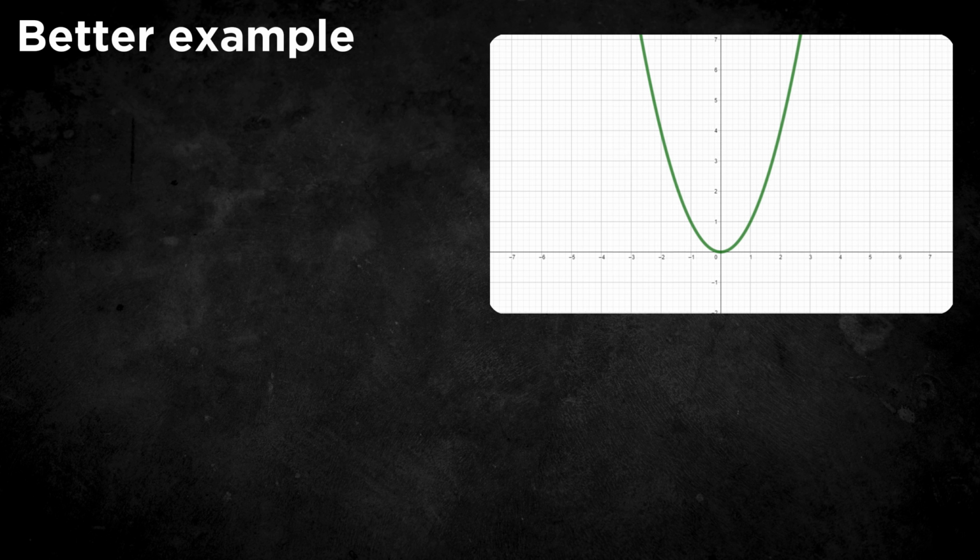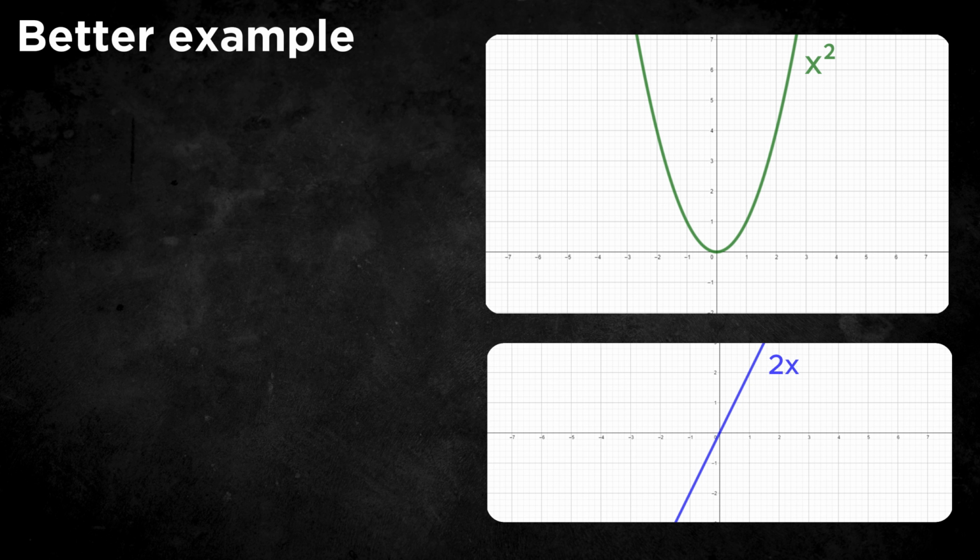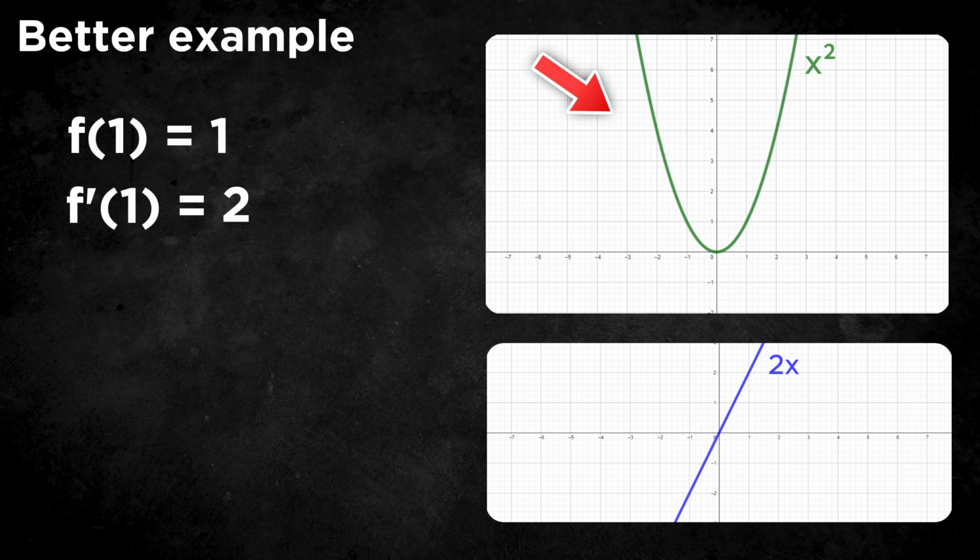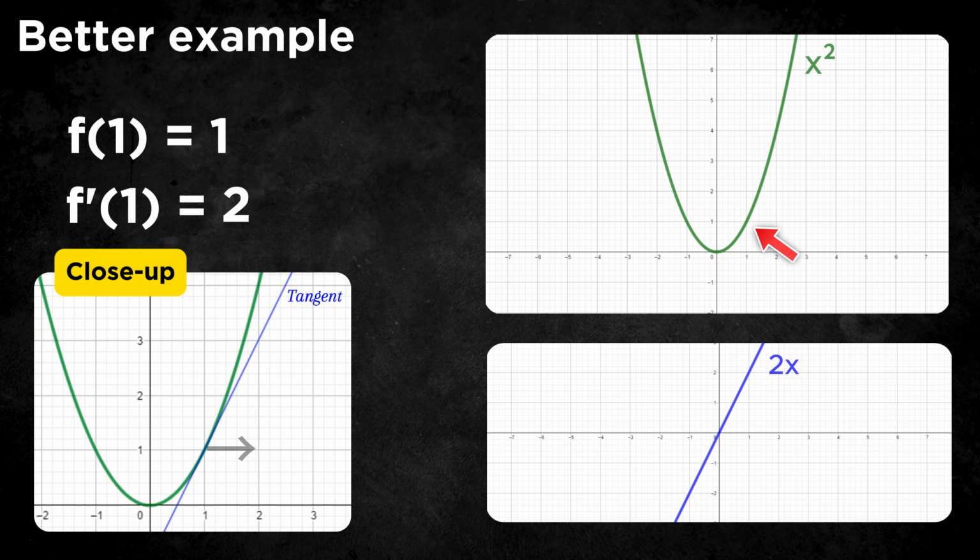Here we have the function x squared, and this is its derivative. When we look at the x value 1, we see that the derivative, or f prime of x, is equal to 2. This means that our original function is increasing with a slope of 2 at that point. We can check this with a tangent line that has a slope of 2, and we see that it touches the function perfectly at the point where x equals 1. This means that the slope of the function at x equals 1 also needs to equal 2.